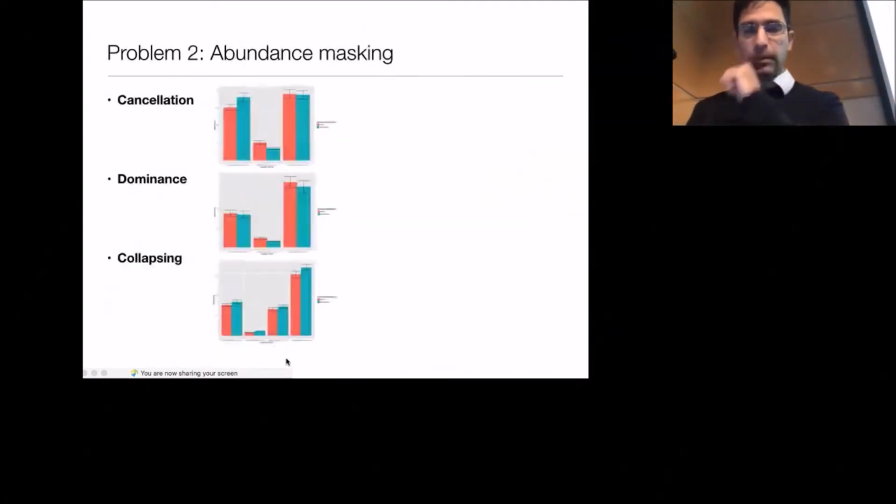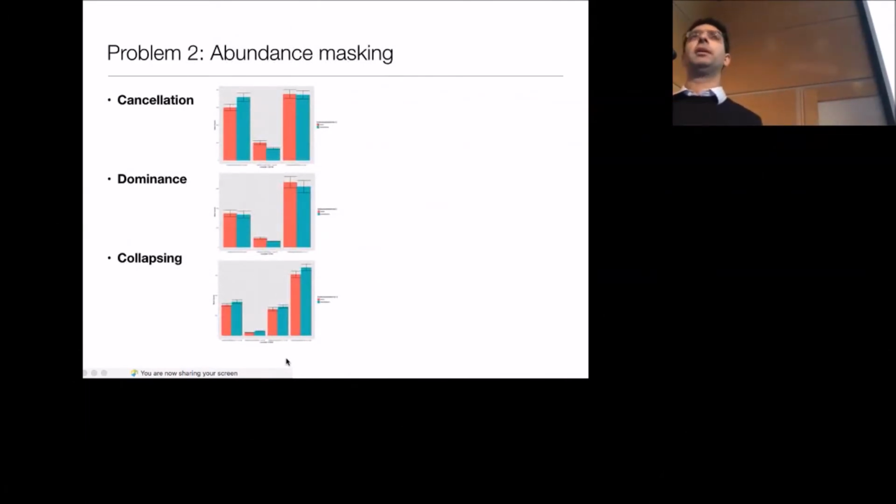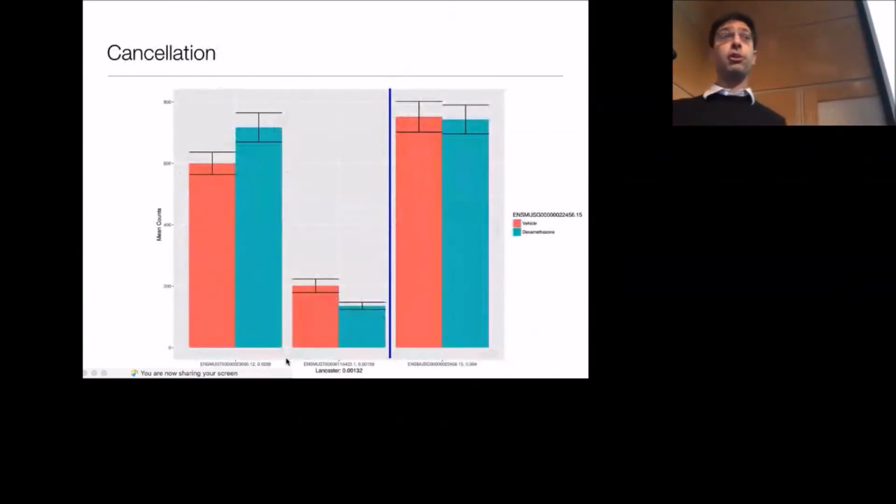And so that's one thing that's not good. But then there's three other issues which have to do with the fact that you've summed up the isoform abundances, and I call them cancellation, dominance, and collapsing. And this is real data, so I'm not just making these up conceptually. This is from this very experiment.